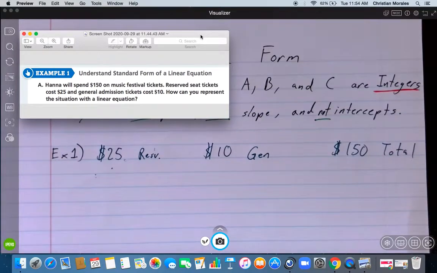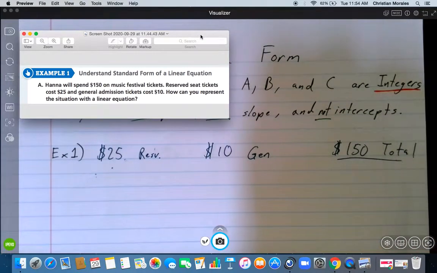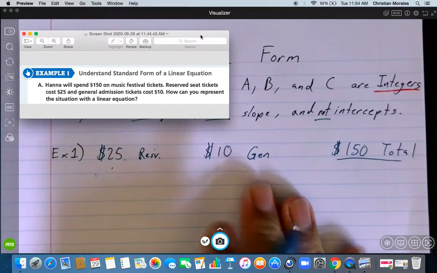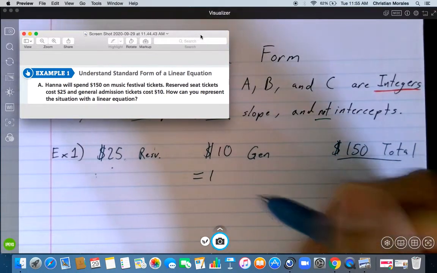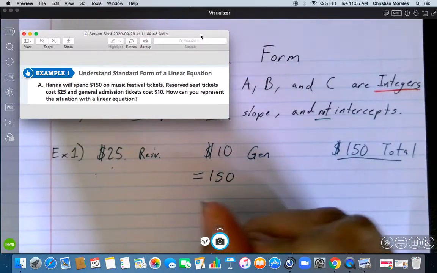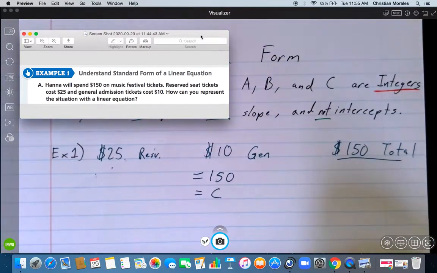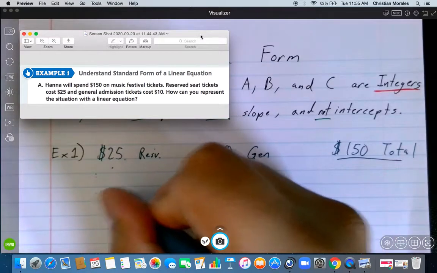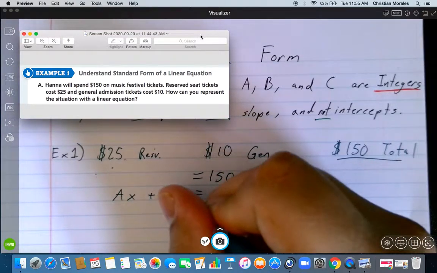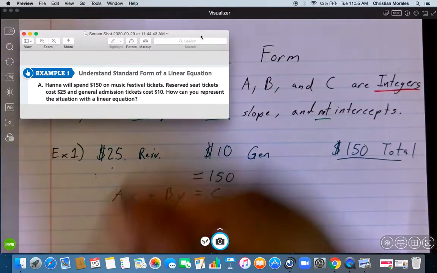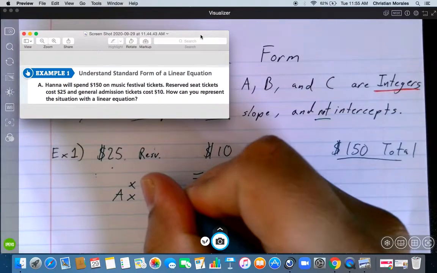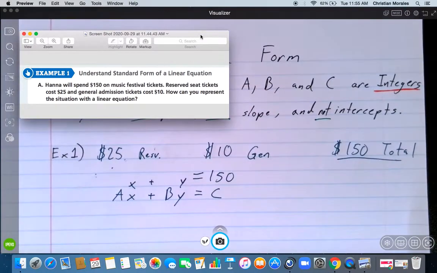Now, this is very important. Your total is always C. So if you're going to write this in standard form, you're going to make it equal to 150. That is your C. Okay, so that means you need an ax plus a by. So you have to know what x and y are. Now, x and y are the things that you're trying to figure out.